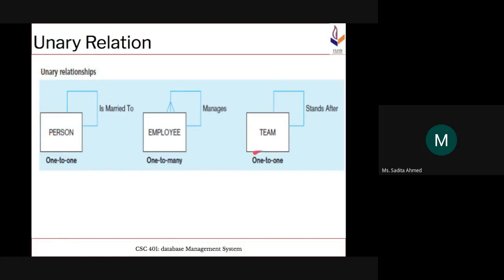Examples of unary relationship, right? So here, this one is a unary relationship which is relating the person entity type with itself. Here, this manages relationship is associating the employee entity type with itself. Here as well, as you can see, this relationship is associating the team entity type with itself. So every single one of these three is a unary relationship, right?